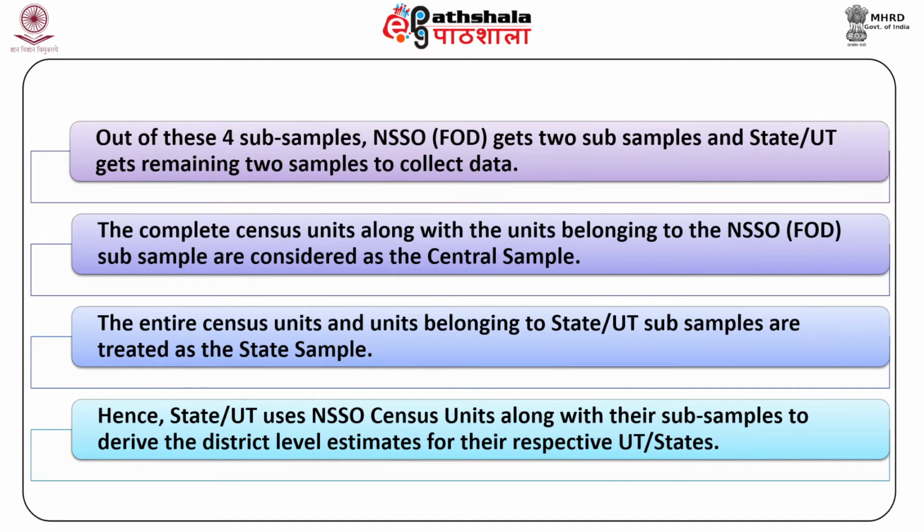The complete census units along with the units belonging to the NSSO FOD subsample are considered as the central sample. The entire census unit and units belonging to the state or UT subsamples are treated as the state sample. Hence, the state or UT uses NSSO census units along with their subsamples to derive the district level estimates for their respective UT or states. An accounting year is the reference period to conduct the ASI.